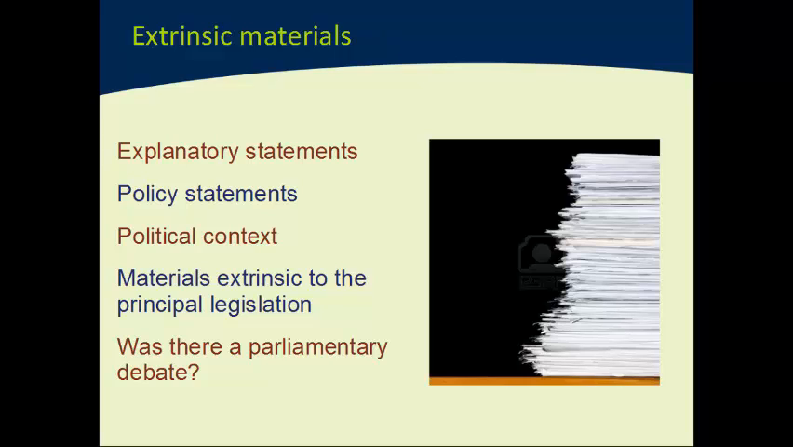Third, don't forget the political context. Ask yourself, what is the executive government trying to achieve by making this regulation at this time and by making it with this context? Fourth, think about the materials extrinsic to the principal legislation. It may well be, for instance, that the explanatory memorandum, whilst principally referring to the legislation, also mentions something about what is expected to be contributed by the regulations. Similarly, the second reading speech or parliamentary committee debate might make reference to the expected role of the regulations. This is something you should know if you're drafting those regulations.